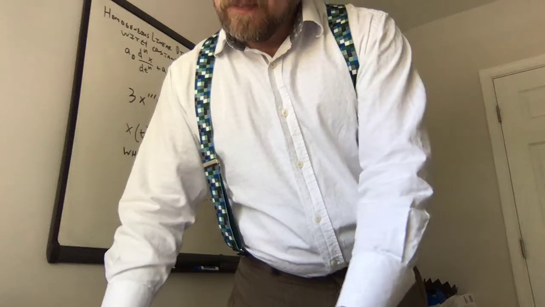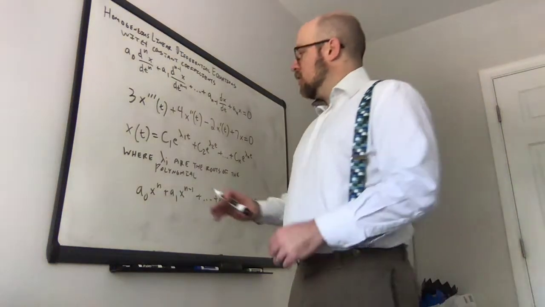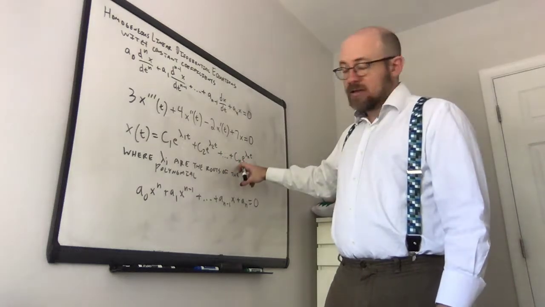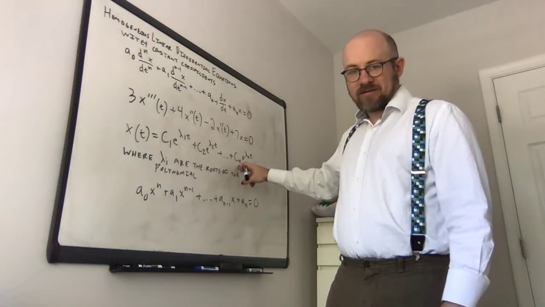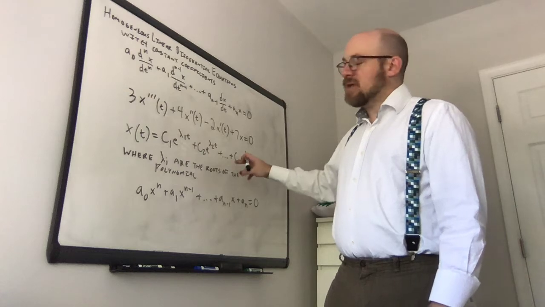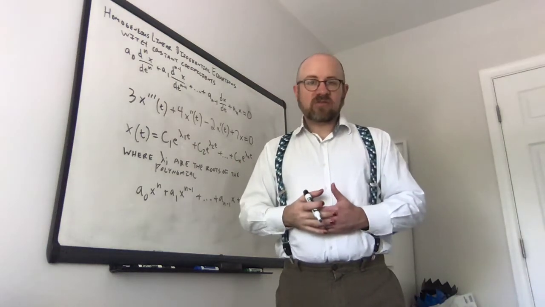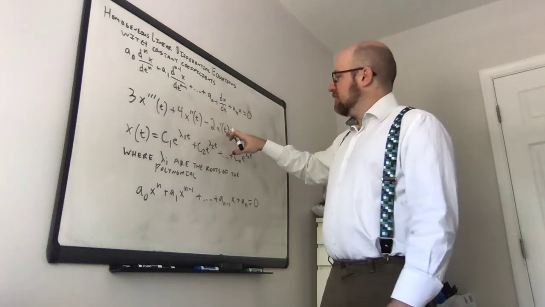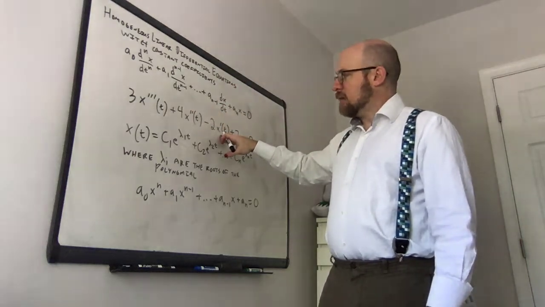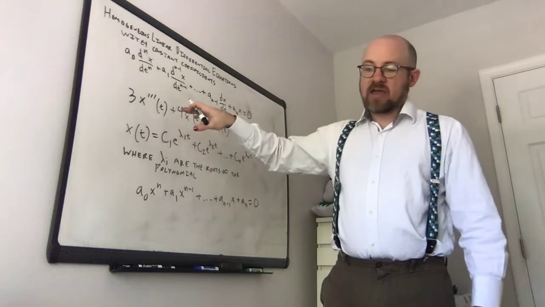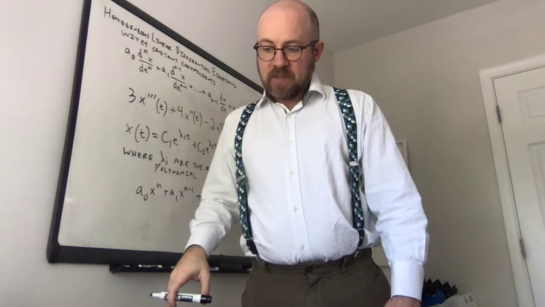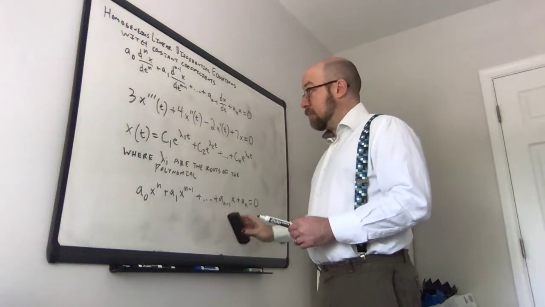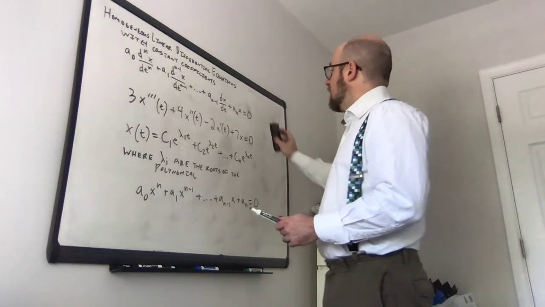Now, notice that we've got n constants, c1 through cn. That means that we're going to need n initial values. So we're going to need an initial value not only for x of t, but also for x prime of t, x double prime of t, and x triple prime of t. Let me give you an example of this, and then we'll talk about the general behavior.